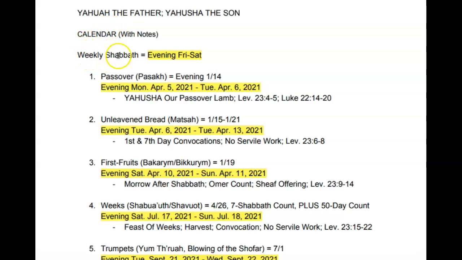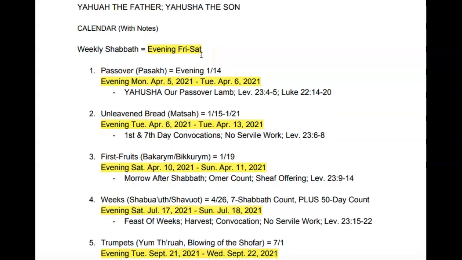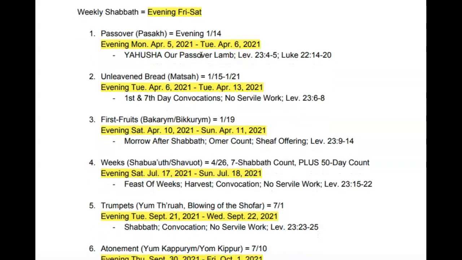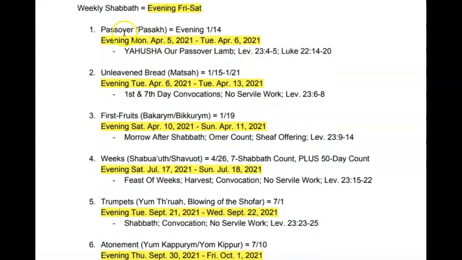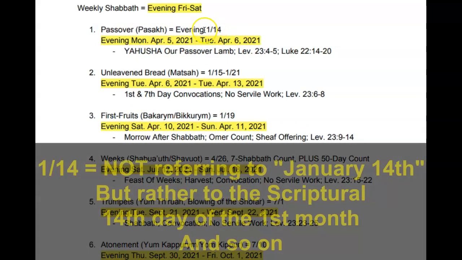So again, the weekly Sabbath goes from the evening, from Friday to evening Saturday, from sundown to sundown. That's how we observe it on this network. Now here are the appointed times that are listed. So again, Pesach, Passover, the evening of the 14th day of the first month.